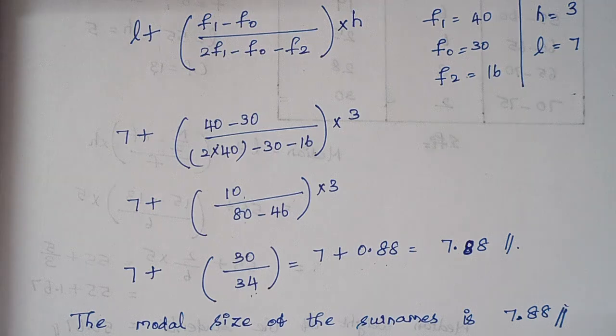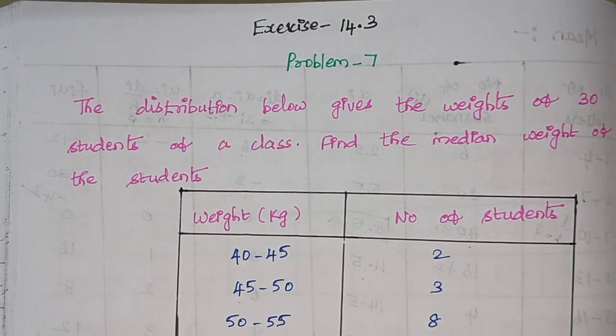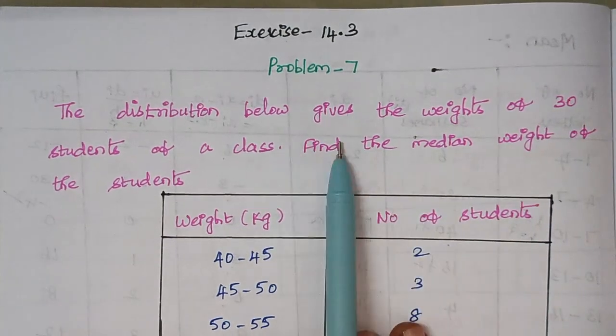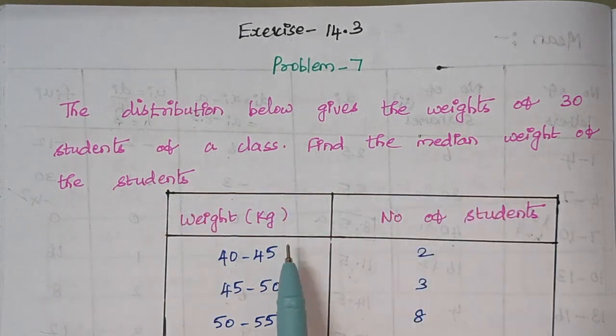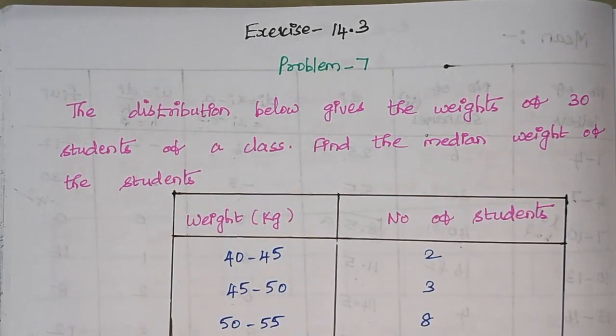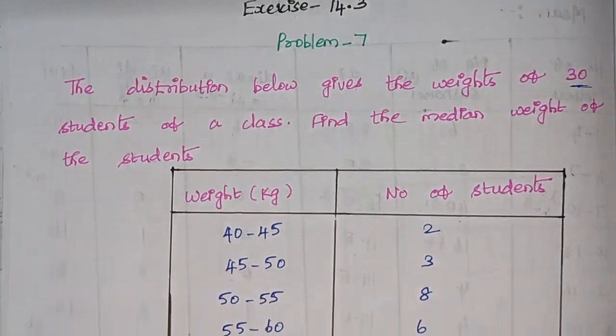So this problem gets over here. We will proceed with our final problem of this exercise. So problem number 7. The distribution below gives the weights of 30 students of a class. Find the median weight of the students. So here the value of n is 30. So again look at the tabulation.